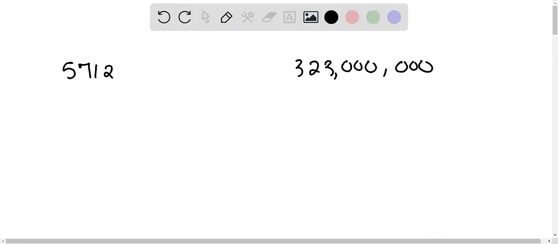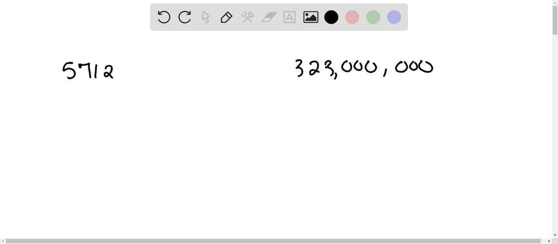For this problem, we're discussing how much the government had collected in taxes. So it looked like in 2016, $5,712 was collected per person. Now we're told that the population was 323 million. So we want to see how much altogether was collected by the government.